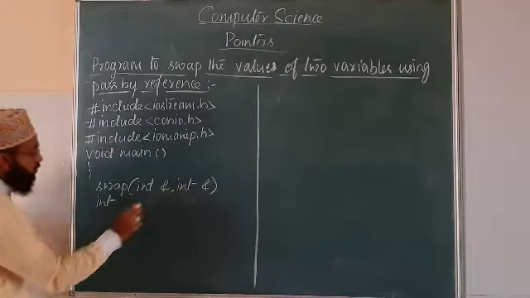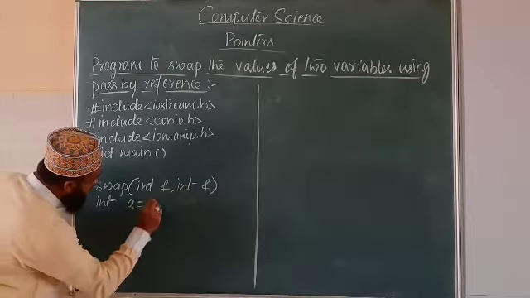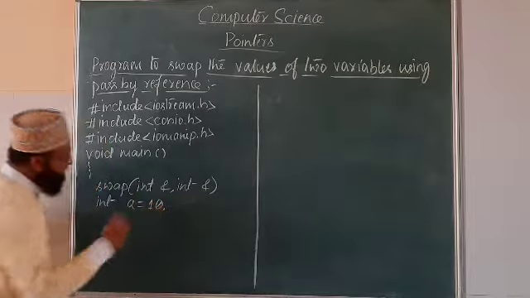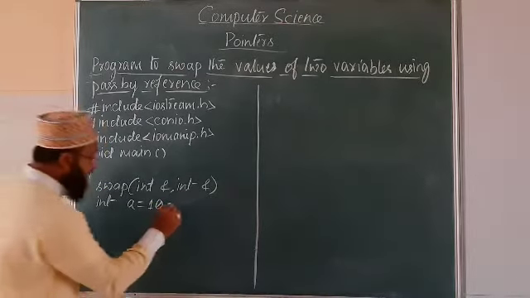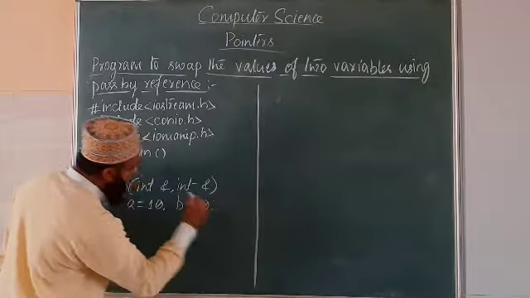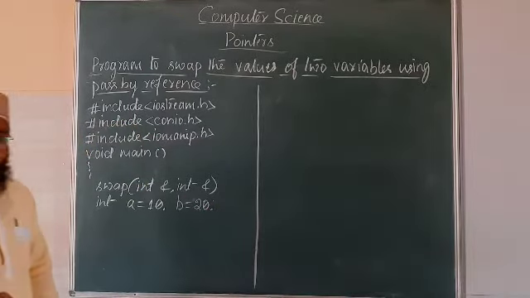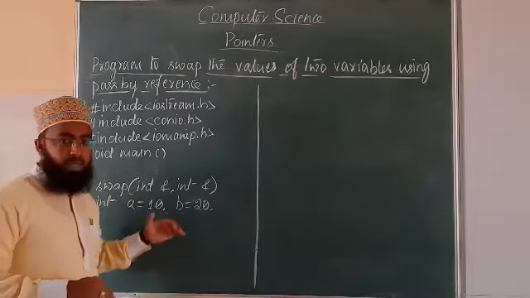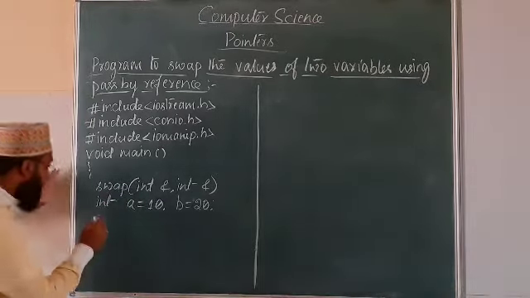Now give values to the variables. First variable is 10, A, and next variable is B. It has a value 20. After this, now come to the main point, that is cout.